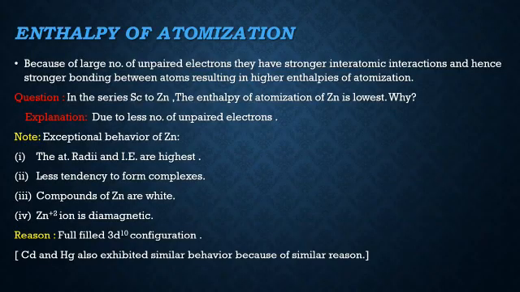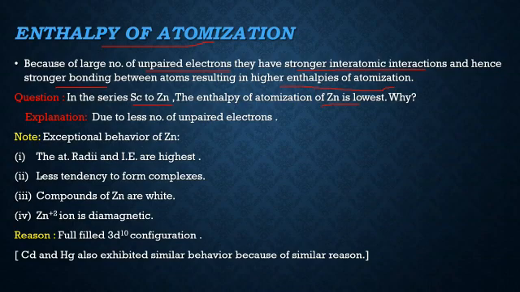Now the next is enthalpy of atomization. First of all, what is enthalpy of atomization? The energy required to break the bonds between the metal atoms is called enthalpy of atomization. Because of the large number of unpaired electrons present in d block elements, they have strong interatomic interaction, and due to this strong bonding between the atoms, their enthalpy of atomization is higher. Now the question is, in the first transition series from scandium to zinc, the enthalpy of atomization of zinc is lowest. The reason is that all the electrons are paired in zinc, so there is less interatomic attraction, hence the enthalpy of atomization is less because the bond is easily broken.